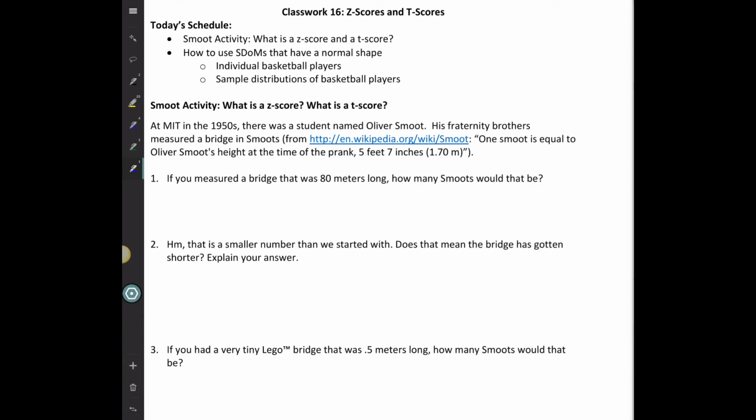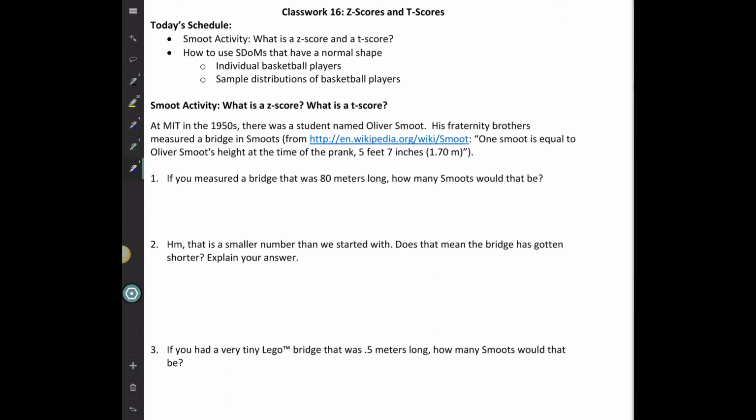Okay, here we go with classwork 16, Z-scores and T-scores. Today's schedule, we'll start by talking about Oliver Smoot and a Smoot activity to help introduce the idea of what is a Z-score and what is a T-score.